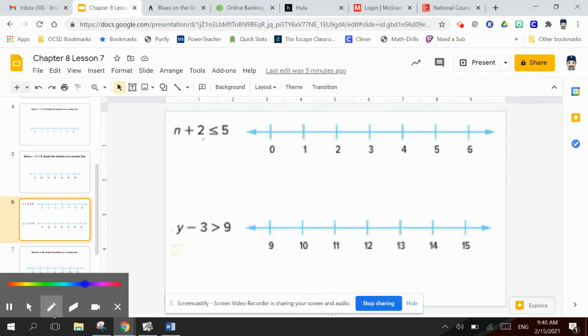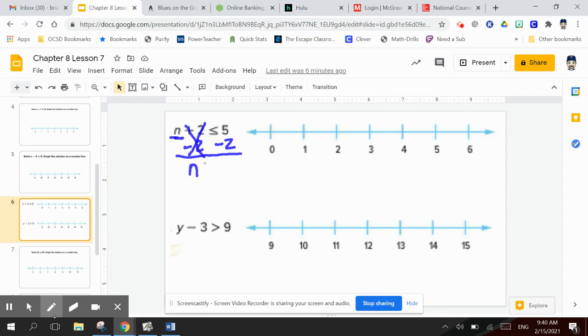So I have n plus 2 is less than or equal to 5. Again, to get my variable by itself, I have to do the opposite of add 2, which is to subtract 2 from both sides. 2 minus 2 is 0. Those cancel out. I'm left with my variable n is less than or equal to 5 minus 2, which is 3. So again, I find 3 on my number line.